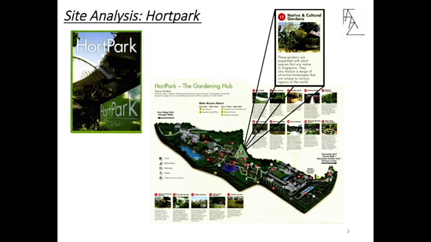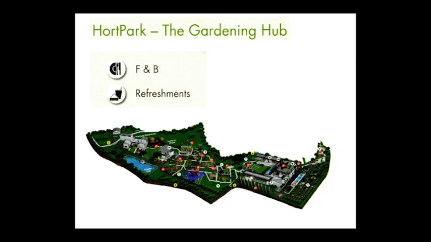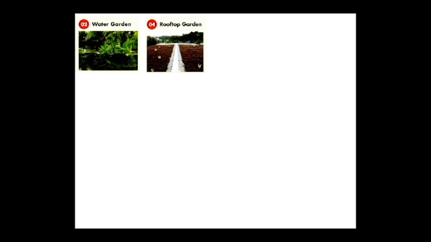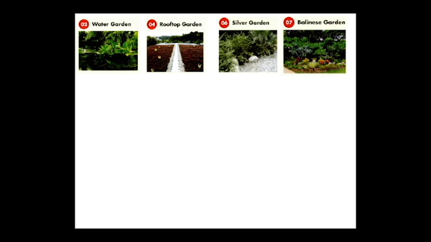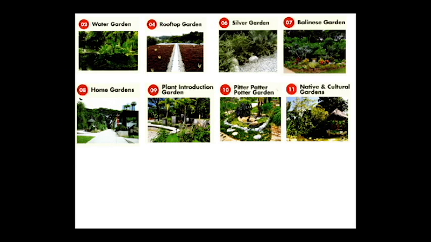Okay, so as for slide 3, we created an analysis of the Hort Park for our integrated primer. The park is made up of various spaces sectioned into 12 gardens and other functional spaces including food, beverage, refreshment, toilet and shelter. Those gardens are the water garden, rooftop garden, silver garden, native garden, home garden and many more.